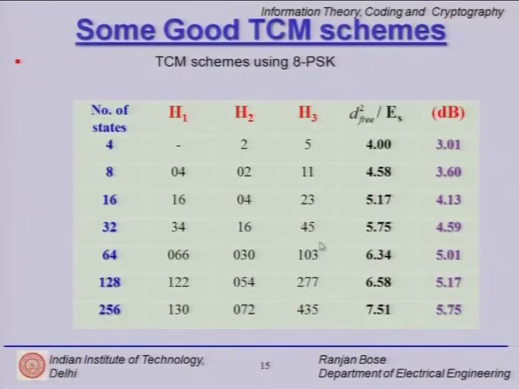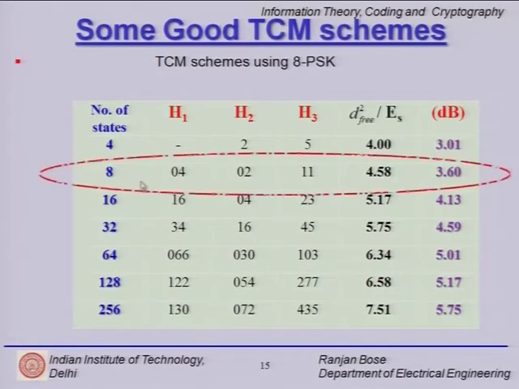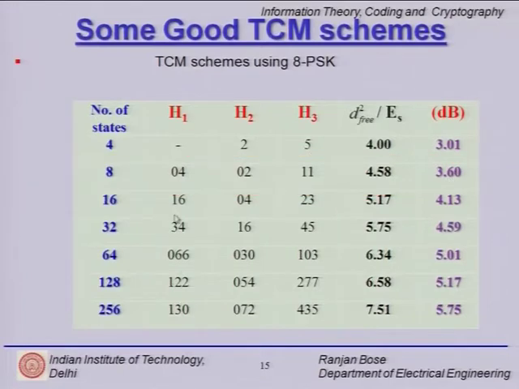Here is a table of good TCM schemes, of which we have already looked at this number of state 8, H1 4 2 and 1 1 in octal notation, where we calculated that this normalized free distance squared is 4.58, leading to an asymptotic coding gain of 3.6 dB. But that is not the only one, we have so many other possibilities, and by now we understand how to write the encoder using the octal notation as follows. So, this is a set of good TCM schemes using 8PSK.